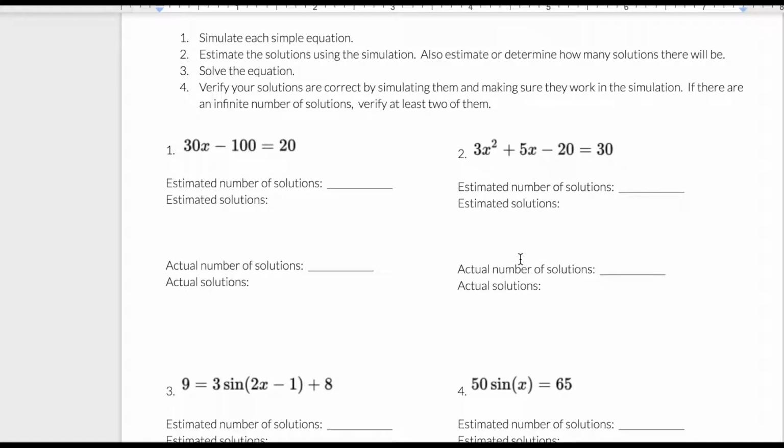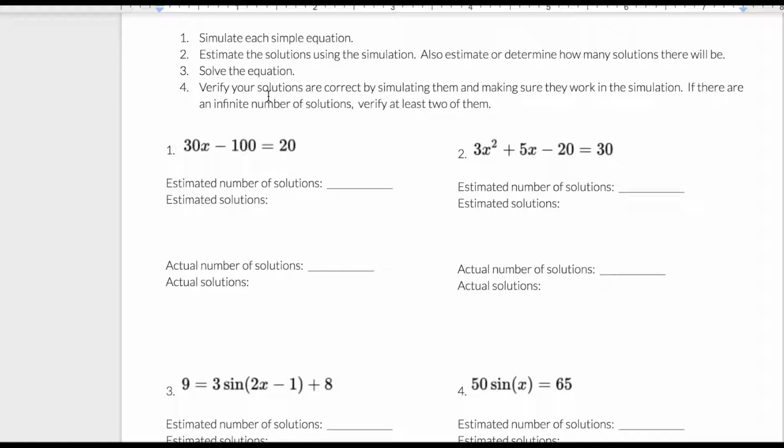Okay, so in this lesson, you're presented with a simple single variable equation, with a function on one side of the equal sign and a target value on the other. And you're asked a few things. One, we're going to simulate each simple equation. We'll do that in a second. Two, based on the simulation, we're going to estimate the number of solutions and what they are. And then we're going to use Wolfram to actually solve it and get the actual number of solutions and actual solutions. So let's first simulate this.